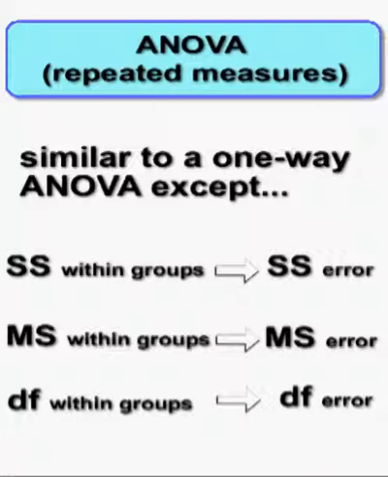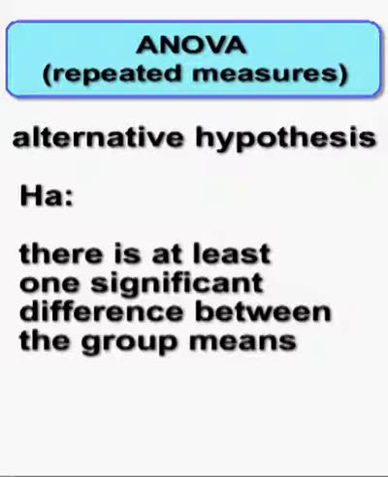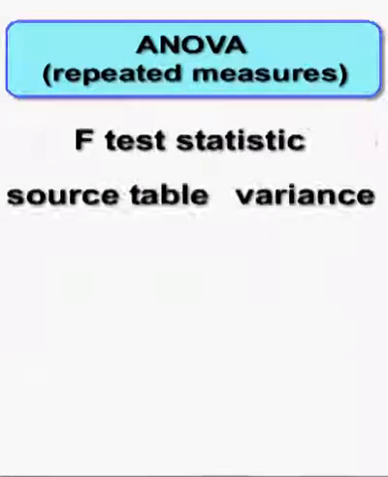What's going to change towards the end of the calculations is that our within groups terms are going to be replaced with what we're going to call error group terms. I will explain that to you towards the end, but let's get going. The null hypothesis always states the same thing, that there's no significant difference between any of the means. And the alternative hypothesis says yes, there is a significant difference in there somewhere.